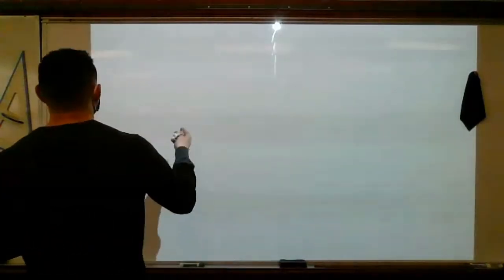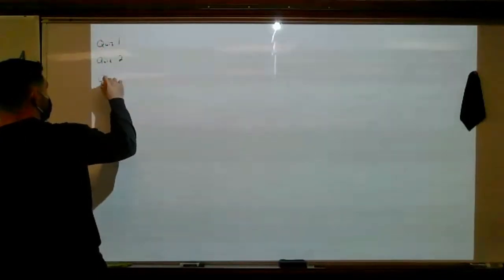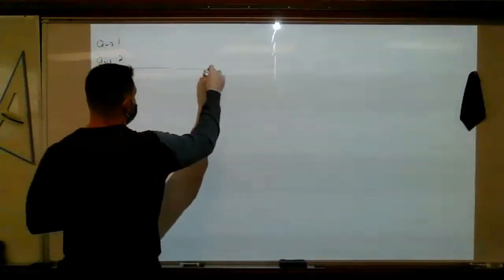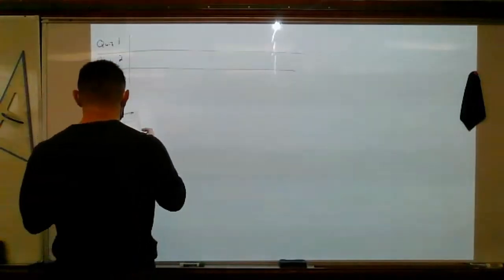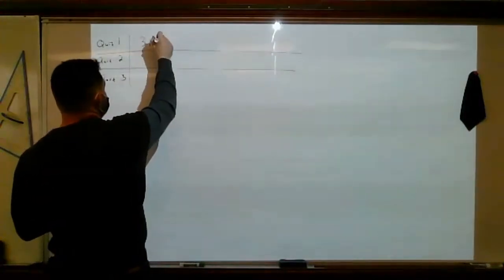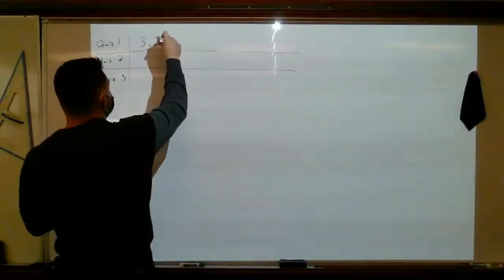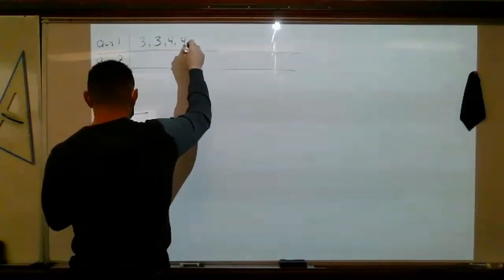So the first thing I'm going to do is we are going to have 3 quizzes. Quiz 1, quiz 2, quiz 3. You are going to make dot plots for each of these quizzes. I would suggest copying everything down that I do on the board.